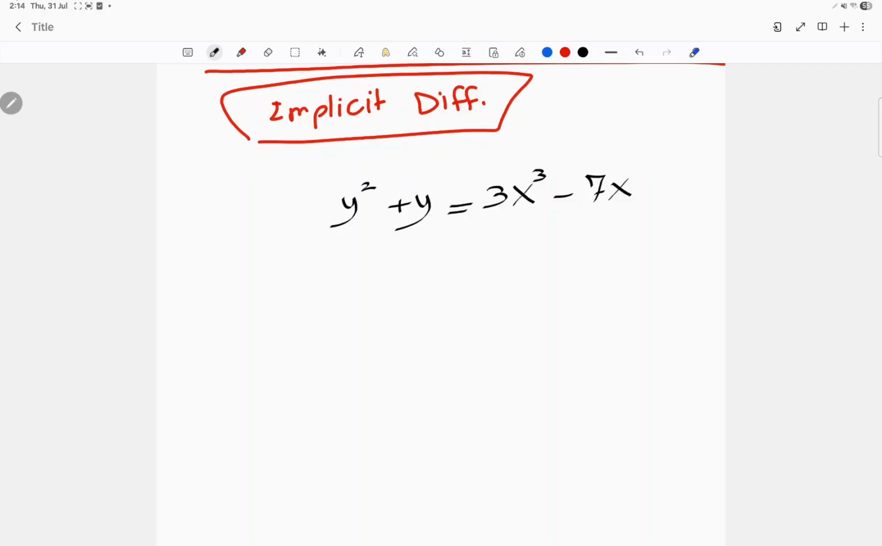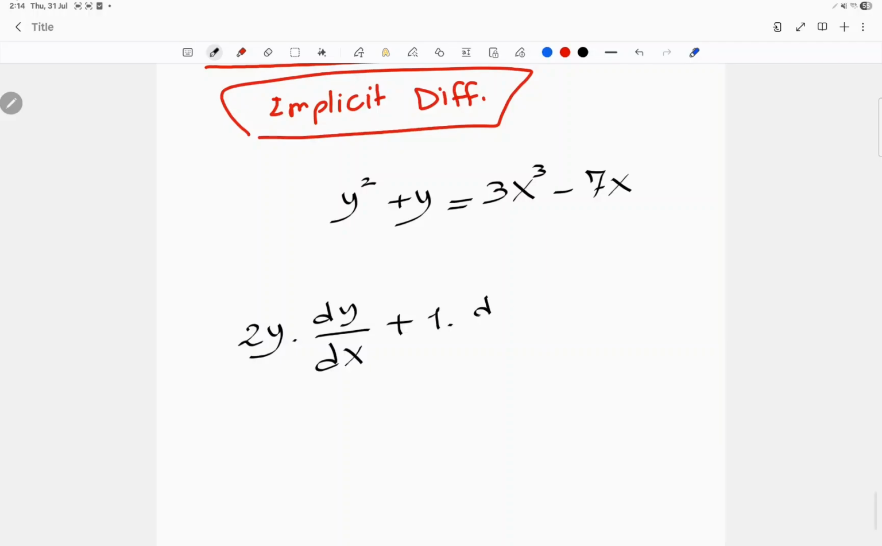When you differentiate the y, you must always put dy over dx next to it. So, what is the derivative of y squared? Power rule. What is it? 2y times dy over dx. How about y differentiated? 1. But again times dy over dx. 3x cubed becomes 9x squared minus 7.